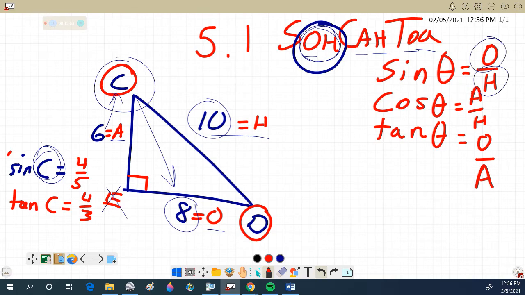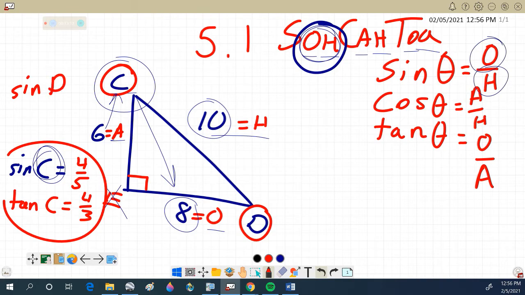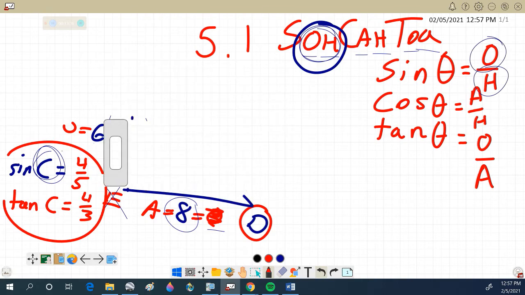Well, so these problems tell you use angle C. But what if I asked you to find the sine of D? Now we have to switch this up. The H doesn't change, but this becomes O and this becomes A. Adjacent means next to, and then the other is just opposite. So the sine of D is going to be 6 over 10, which is 3/5.